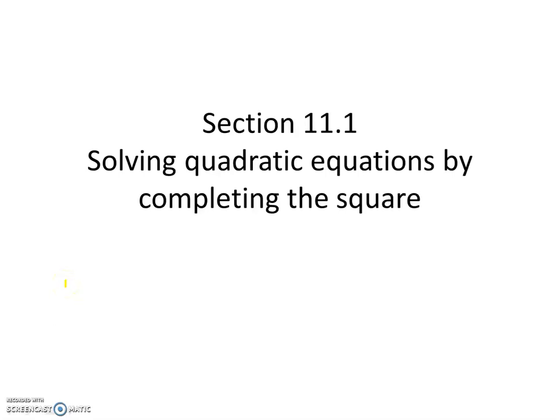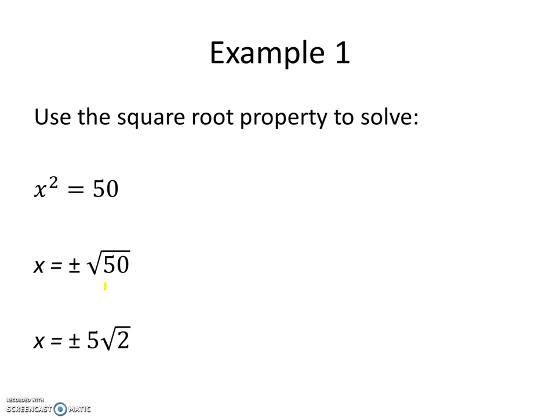Today we are going to be looking at section 11.1, solving quadratic equations by completing the square. To begin with, on example 1, it says use the square root property to solve. So that means we're going to take the square root of both sides of this equation, x squared equals 50.